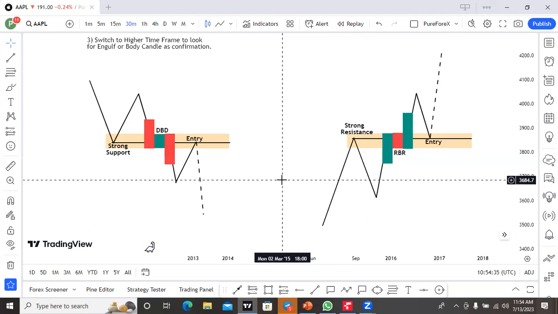Because we know when we see something like this, we know that, wow, this trend, because it is a continuation setup, this trend will continue to go up. So we enter without fear or favor, right?